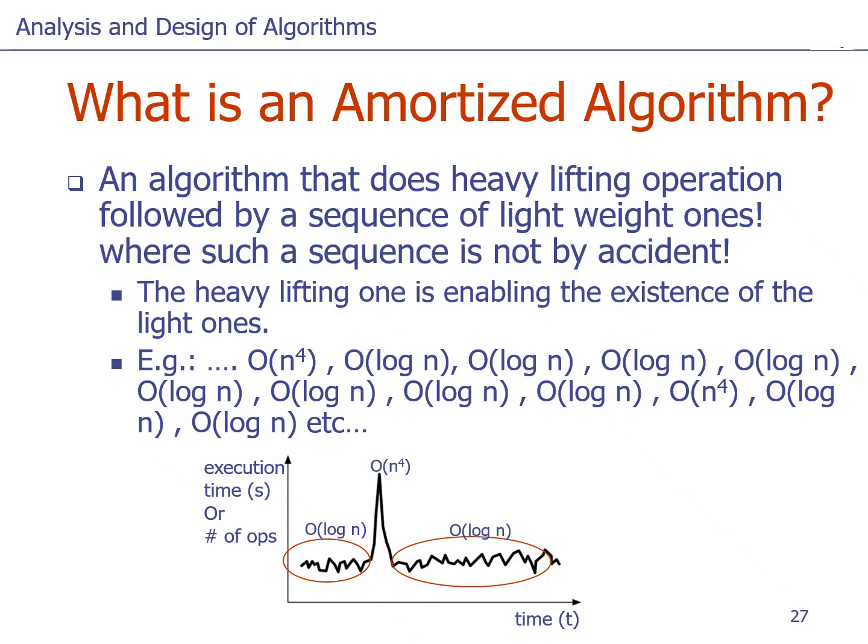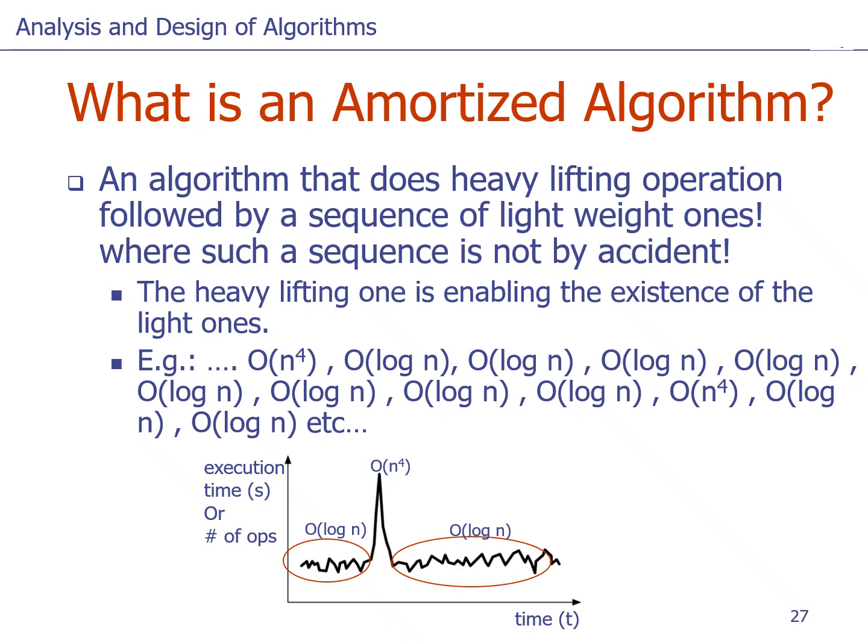So the performance is going up and down, but very slightly, which is the area highlighted with the red ellipses. So this is all log n. And then the big spike is actually the n to the 4. Now, why would an algorithm ever need to behave like this?